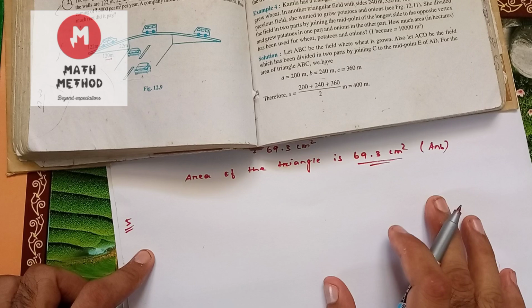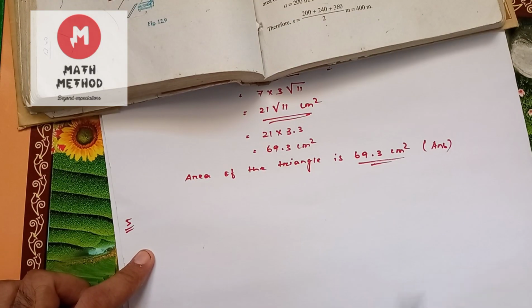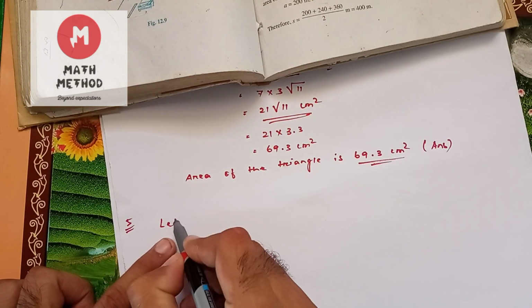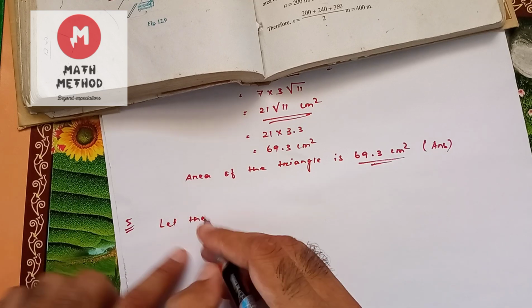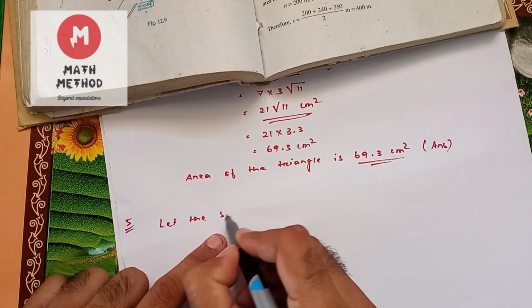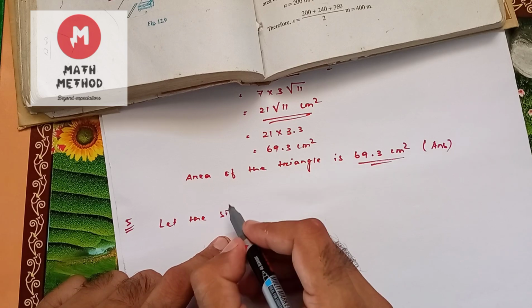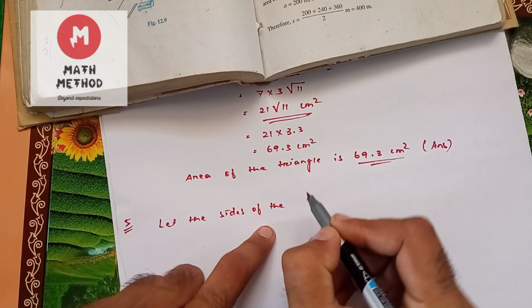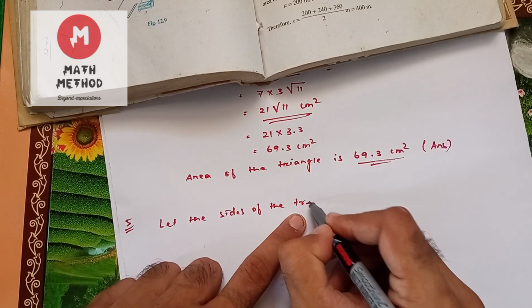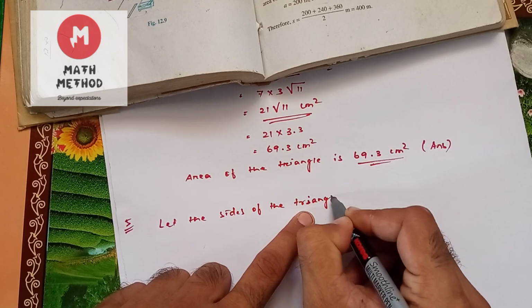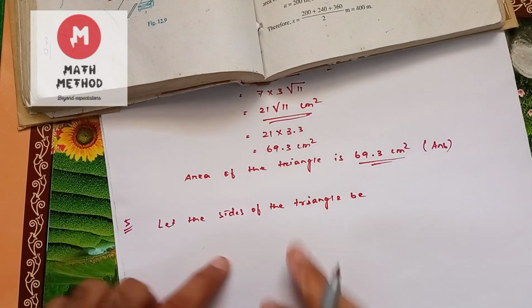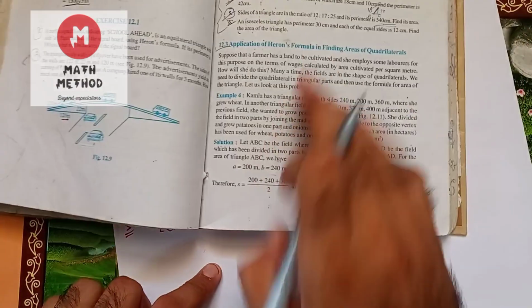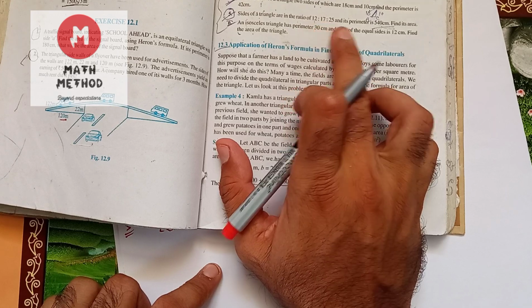Now see question number 5, where let the sides of the triangle be 12x, 17x and 25x.